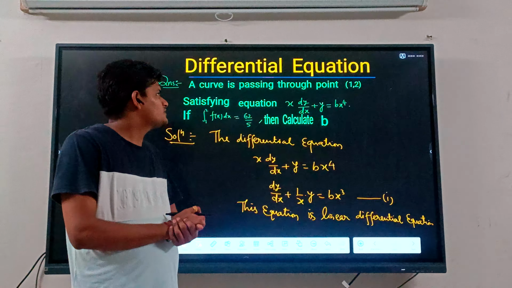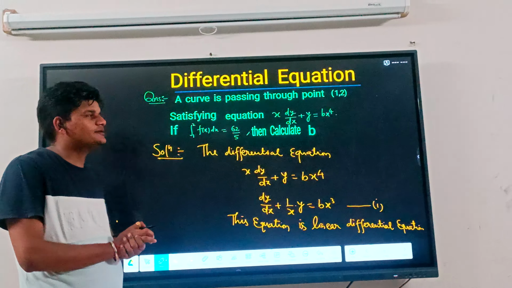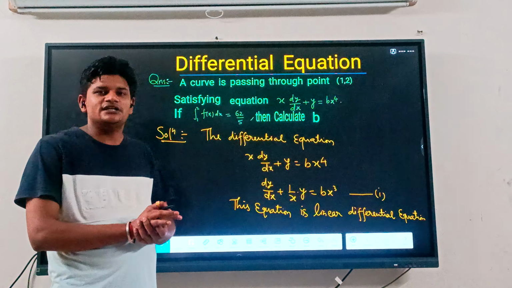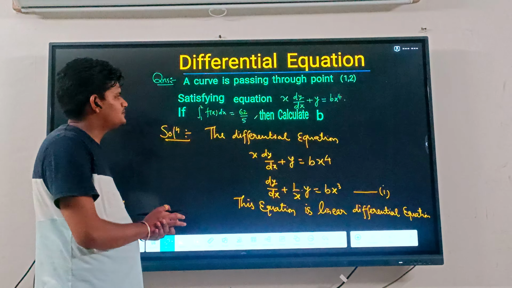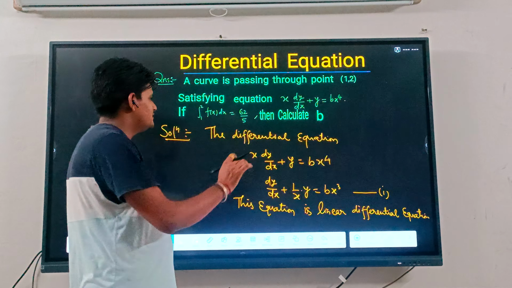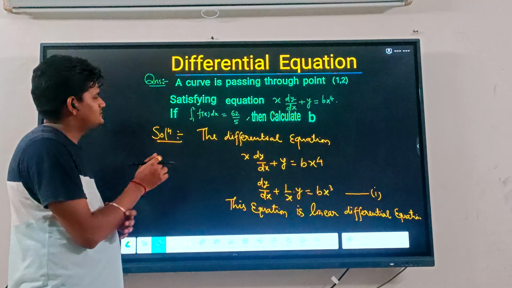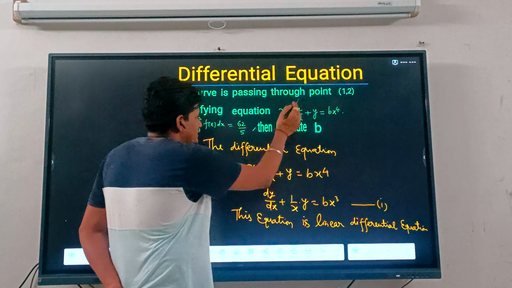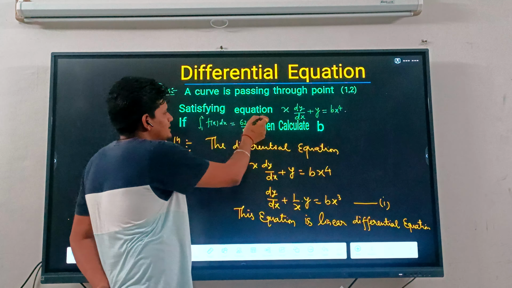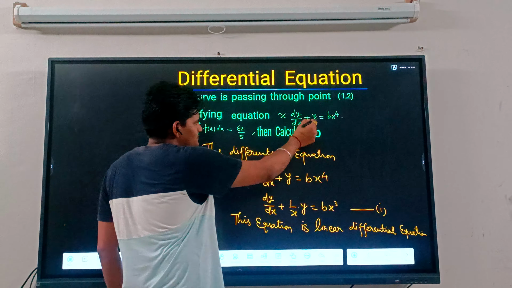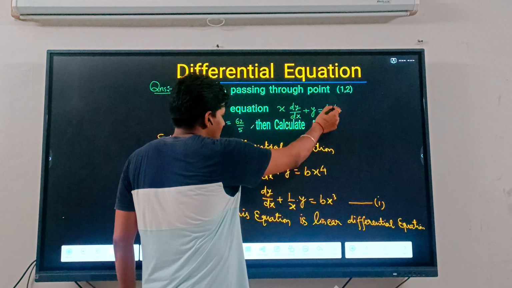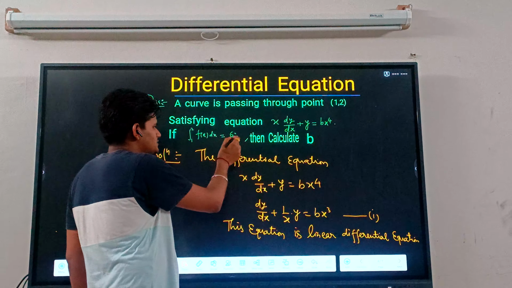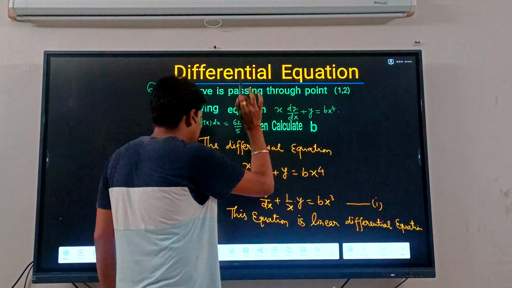Dear viewers, today I will explain a more important problem of differential equations. This problem is based on linear differential equations, and it has already come once in the JEE Advanced examination. The problem is: a curve is passing through the point (1, 2) and satisfies the differential equation x dy/dx + y = bx^4. If the integral of f(x) dx is equal to 62/5, then calculate the value of b.